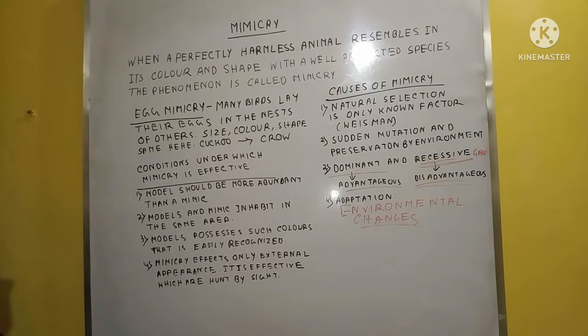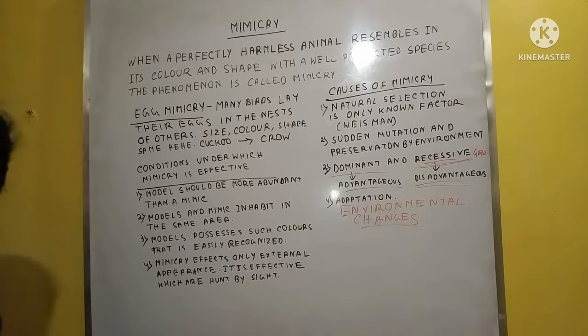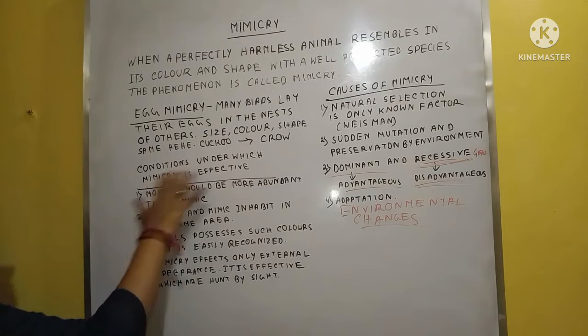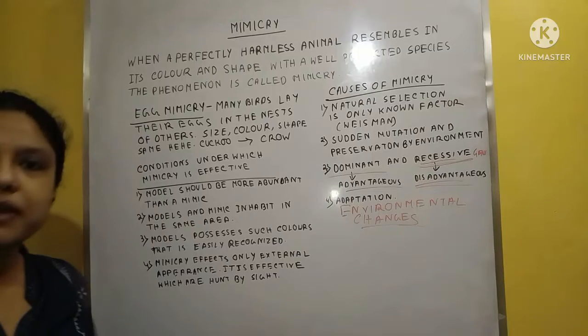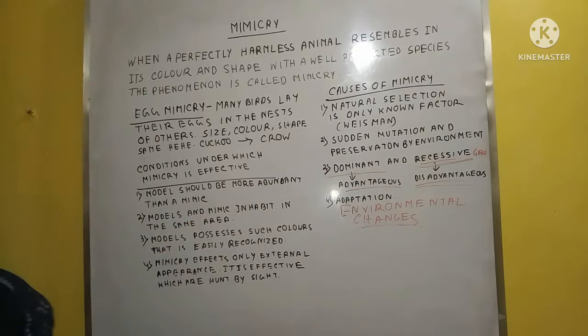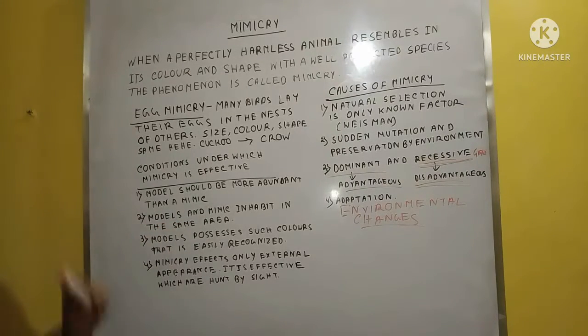Next we learn the conditions under which mimicry is effective. What are the conditions in which the mimic animals can develop or remain within the environment? First condition is the model should be more abundant. You first need to know what is model and what is mimic. The model should be maximum within the environment compared with the mimic. Second, the model and mimic inhabit the same area. They must remain within the same area.